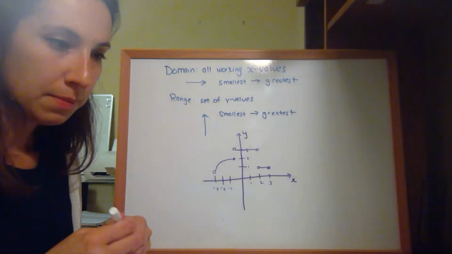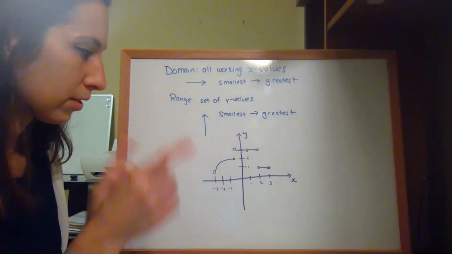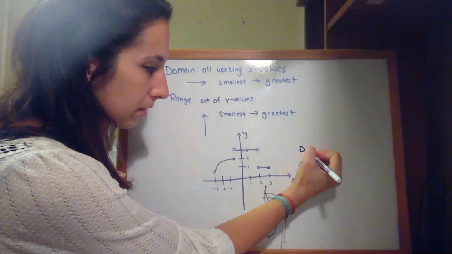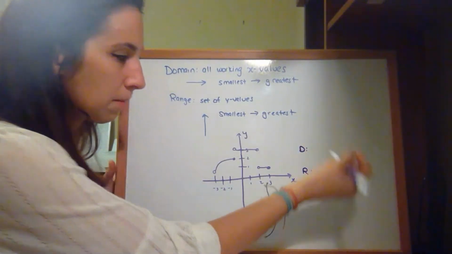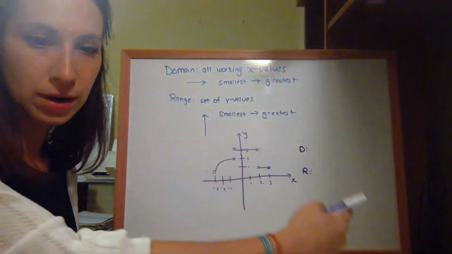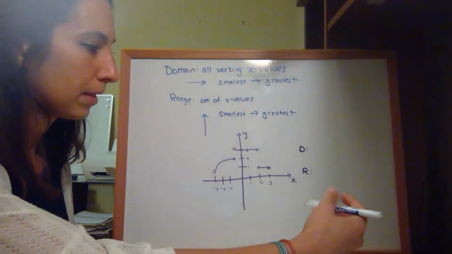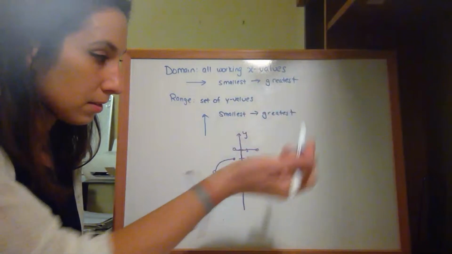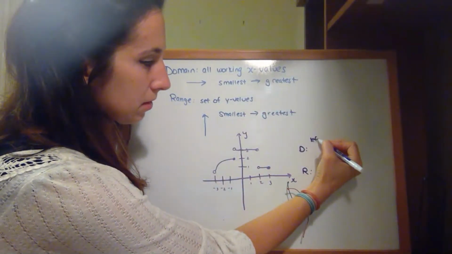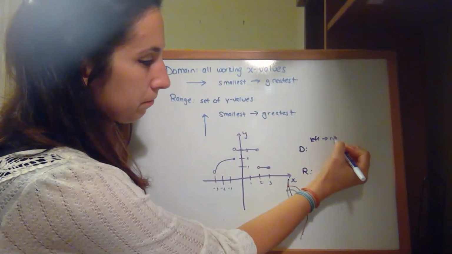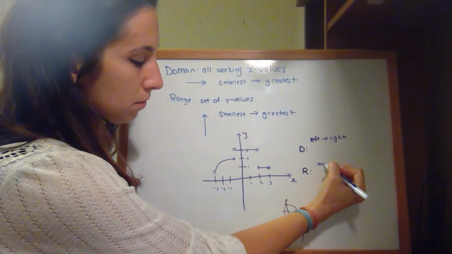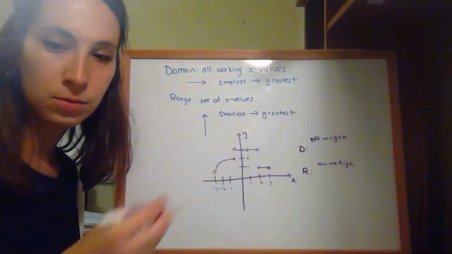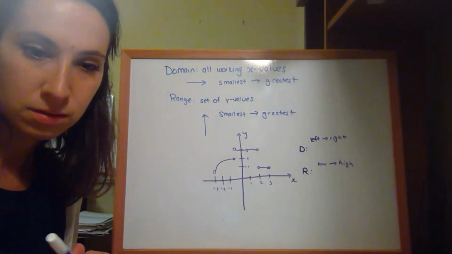All right, let me just step out and take care of something really quick. Try to do this problem, okay? Domain and range. Now remember, domain goes from left to right, and the range goes from the lowest to the highest. So left to right, low to high. And try to write this in interval notation.